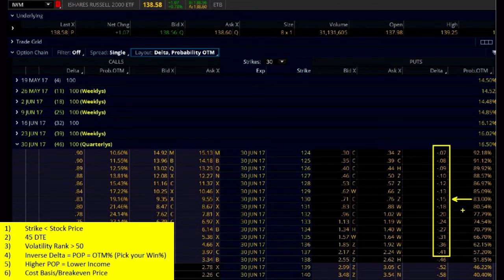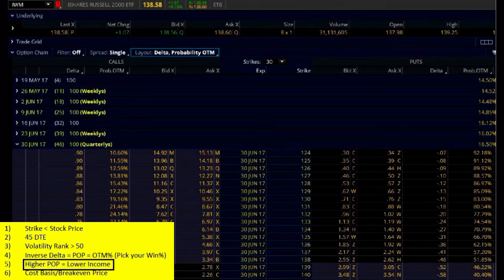Hey, that's pretty cool, right? You want to know what your chances of making money on this trade are? Real simple. Take your delta, subtract it from 100. Done. It's that simple. So that leads us to this, which says higher POP, lower income.